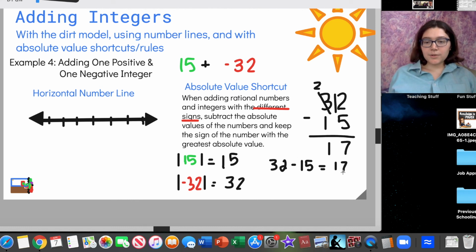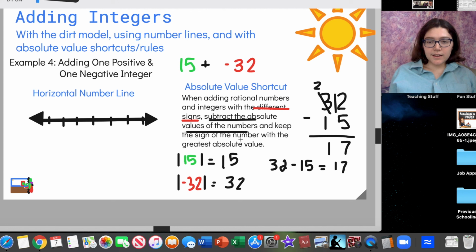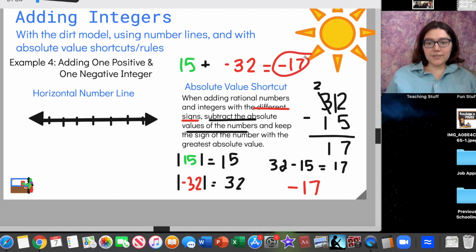So then, all right, what's going to be our answer here? So we subtracted the absolute values of the numbers. Cool. And then we need to keep the sign of the number with the greatest absolute value. So if I look at 15 and negative 32, which one had a bigger absolute value? Okay, so that means that the answer to this question is going to be negative 17. Okay, so 15 plus negative 32 is negative 17.